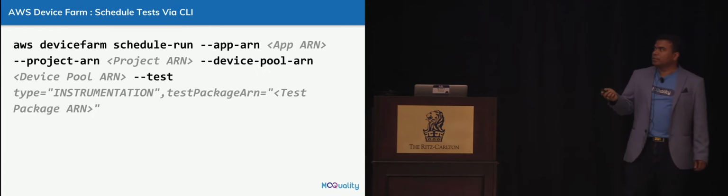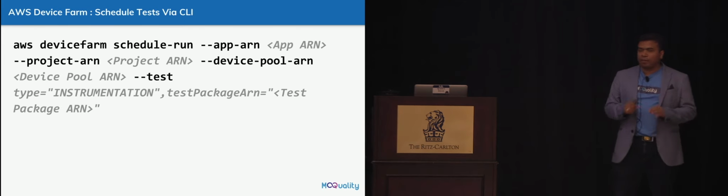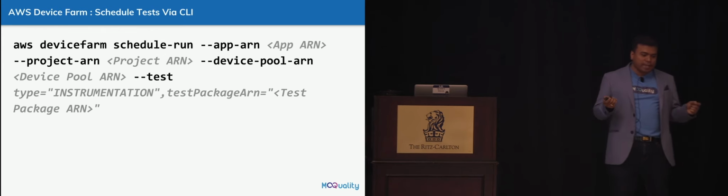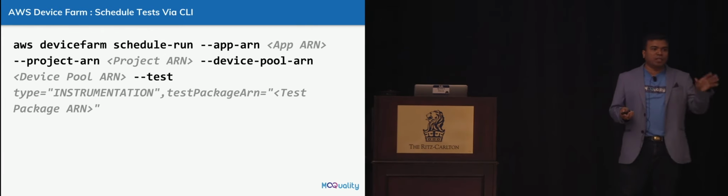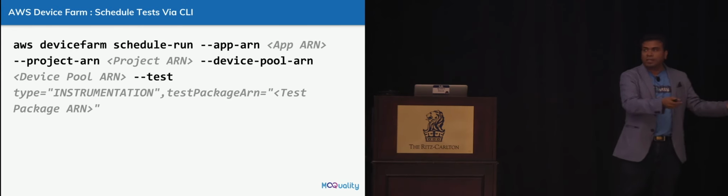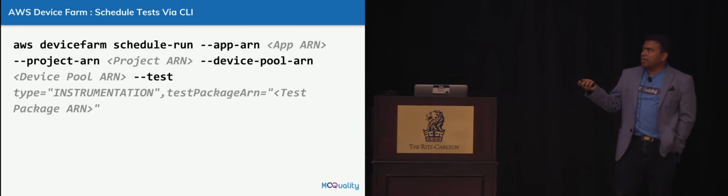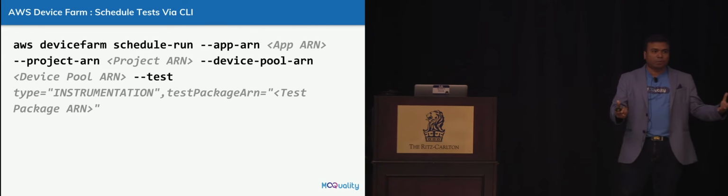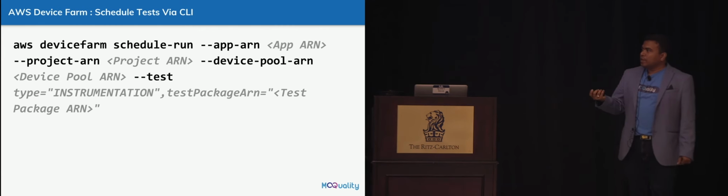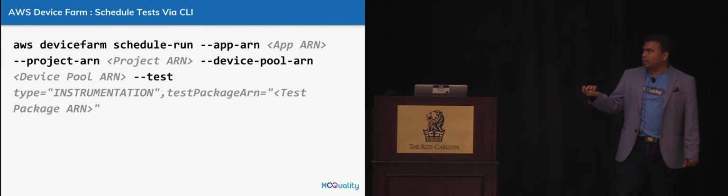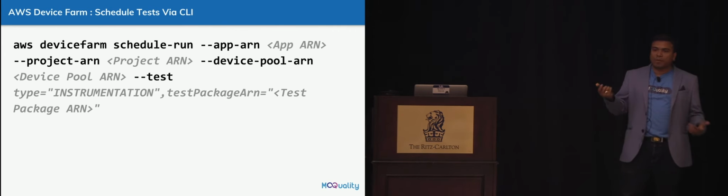Now let's see how you can do the same thing via command line. Again, one simple command line command. Amazon has an AWS resource number, an ARN, for any resource that you create. If you create a new project, there will be a project ARN. If you create an app inside that project, there will be an app ARN. So you'll have to schedule a run with the app ARN, project ARN, and device pool ARN, which is the pool of devices that you would run that test on. Finally, you would give it instrumentation like test details, where you are giving a test package ARN and the type of the test.